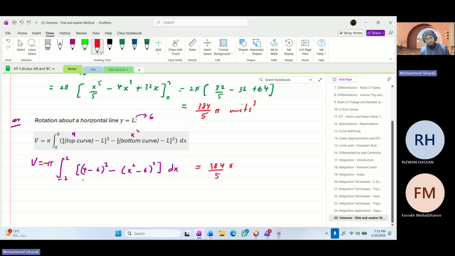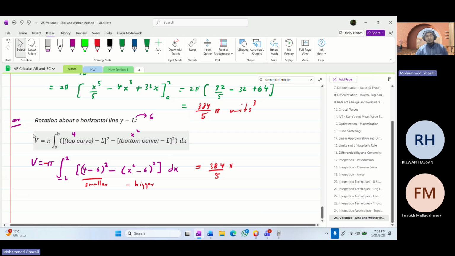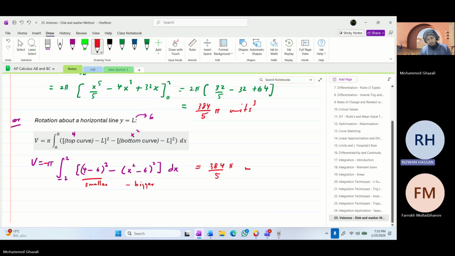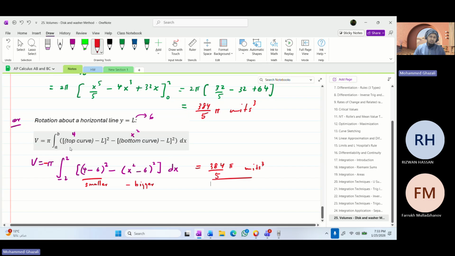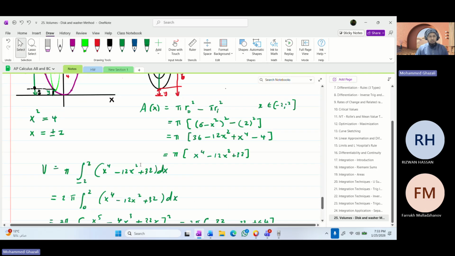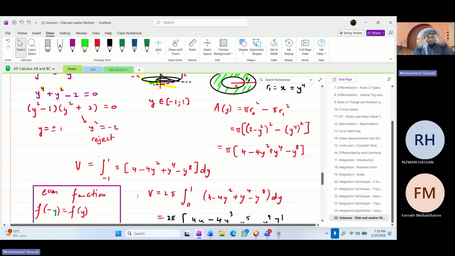You know what they did here? This is the smaller circle, and this is the bigger circle. We're supposed to do bigger minus smaller. That's why I don't like to use formulas. I think they confused it. It should be bigger minus smaller. So avoid using formulas. As you can see, it doesn't work. Don't waste your time learning formulas. Just draw the function and you'll know exactly what to do.